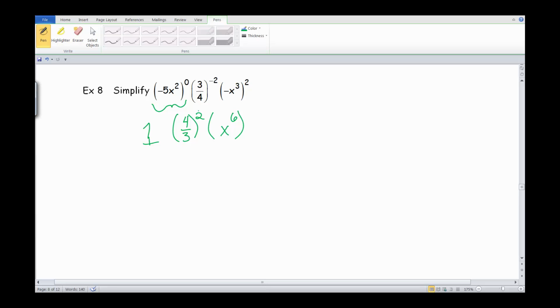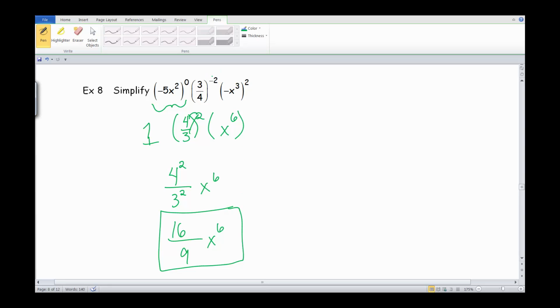So just simplifying things a little more, we'd end up with 1, and we don't really have to worry too much about him. This 4 thirds raised to the second power, you can distribute that squared and get 4 squared over 3 squared. We still have x to the 6th, which can't really be combined with much. Then 4 squared is just 16, 3 squared is just 9, and your x to the 6th just drops. So there is our simplified version.